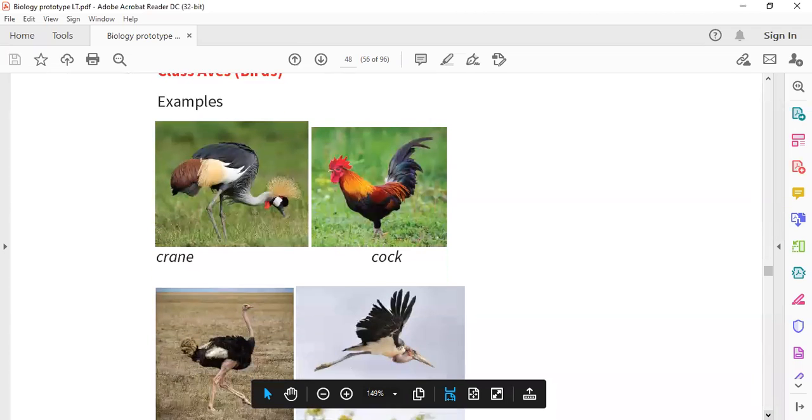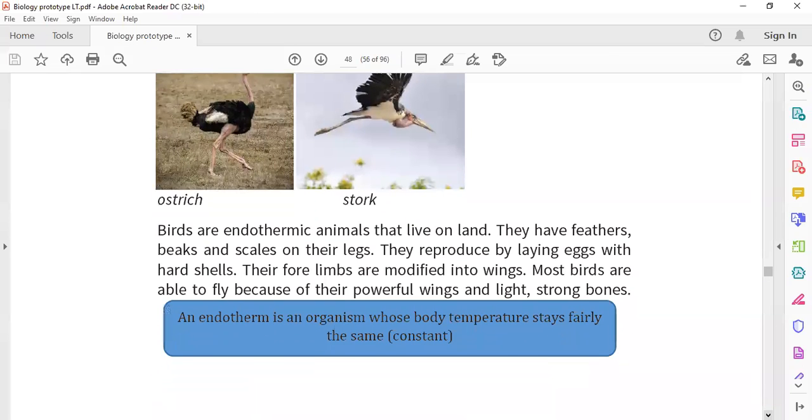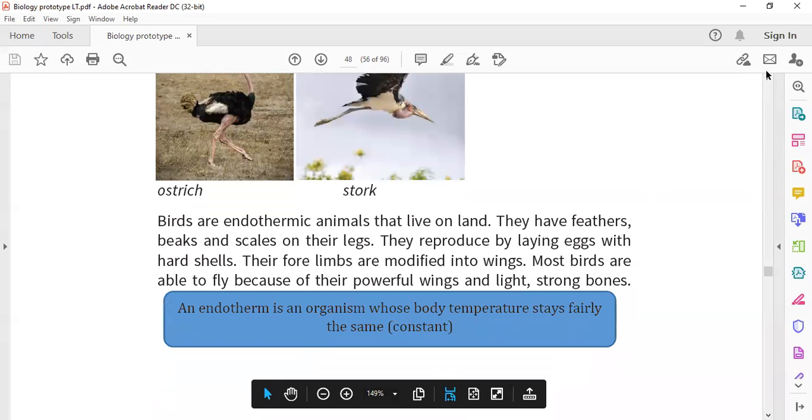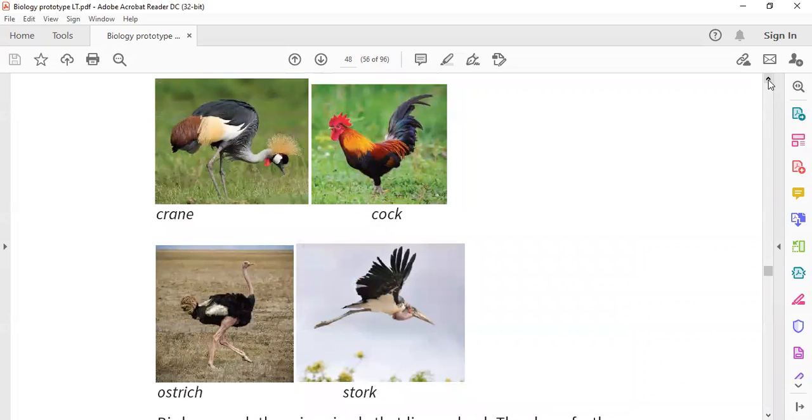Now, with those examples, that will take us to the characteristics. Maybe before we go through those characteristics, I would like to know from you what you have based on to select the examples you have been giving me. What body features have you been basing on to give me the particular examples of organisms in that class? Feathers.